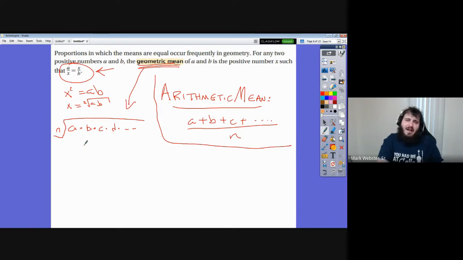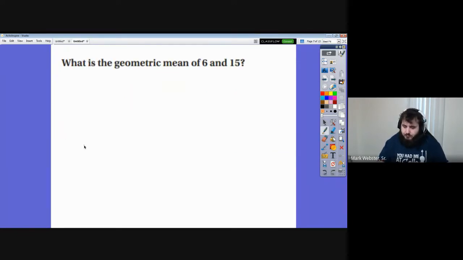All right, so let's get into this. Let's actually apply this now. Why do we care about the geometric mean? Well, let's practice and find out what comes from this. So we want to find the geometric mean of 6 and 15. Well, all we have to do is multiply those numbers and square root them, right?